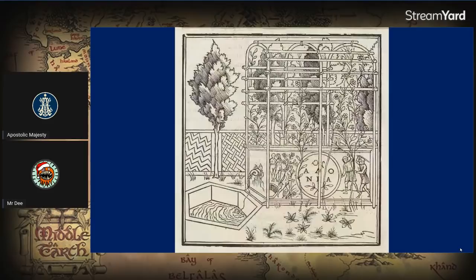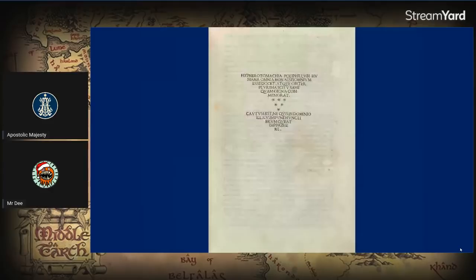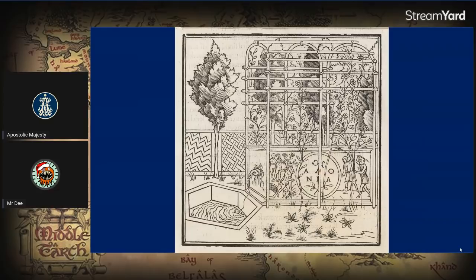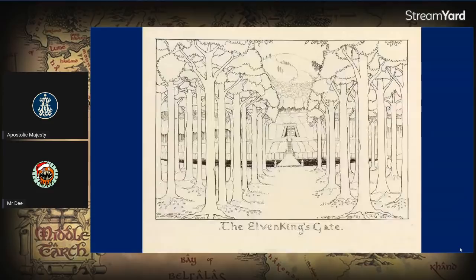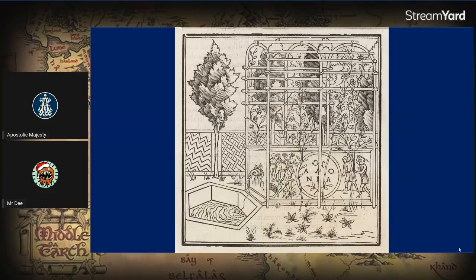This work is not just a literary work, but the Aldine edition is also completely full of the most beautiful woodcut illustrations you could possibly imagine. And just for reference, this would be about 500 years old. I think it was published in 1499.